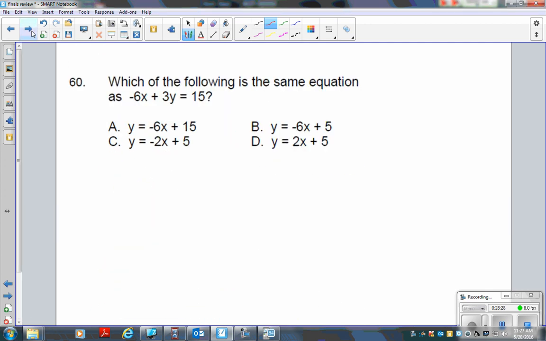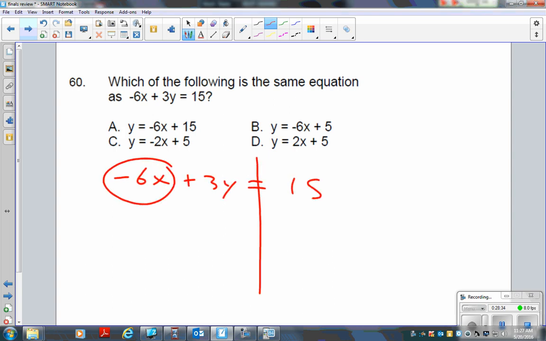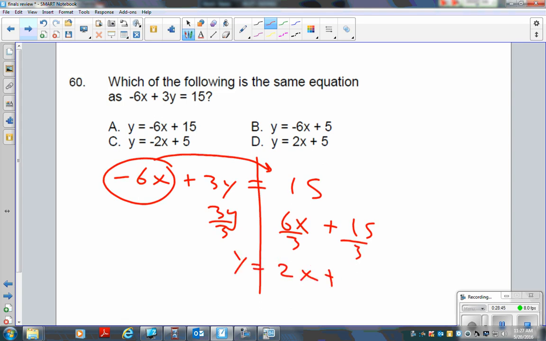All right, so again, it's -6x plus 3y equals 15. We draw a line right here. We want the y by itself, so he crosses over. And when he crosses over, he changes signs. It becomes positive 6x. Then you divide everybody by 3. Y equals 2x plus 5.